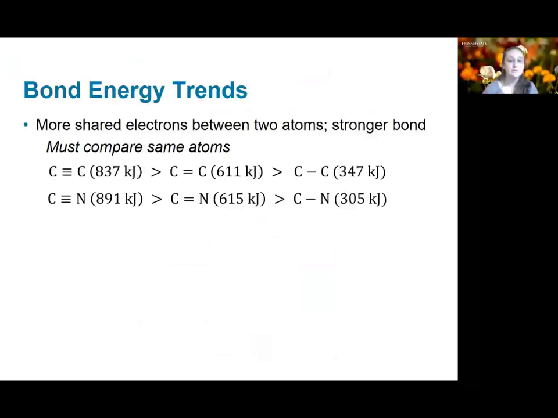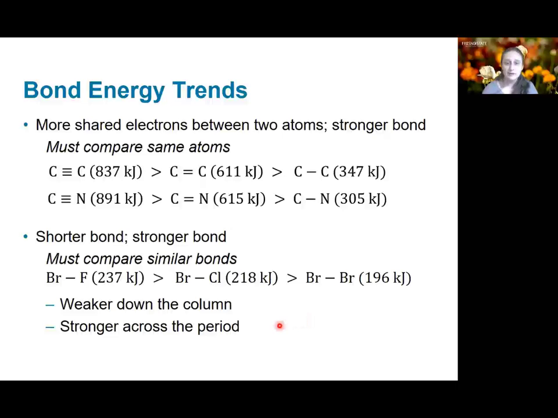So a couple trends we can pick out from that bond energy data. So the first is that if you have more shared electrons between the atoms, you're going to end up with a stronger bond. And to make sense of this, we really need to compare similar types of bonds. So here we have an example with carbon-carbon. We have a triple bond where you're sharing 6 electrons. We have a double bond where 4 electrons are shared, and a single bond where 2 electrons are shared. And you can see that the energy decreases as we go from 3 to 2 to 1.